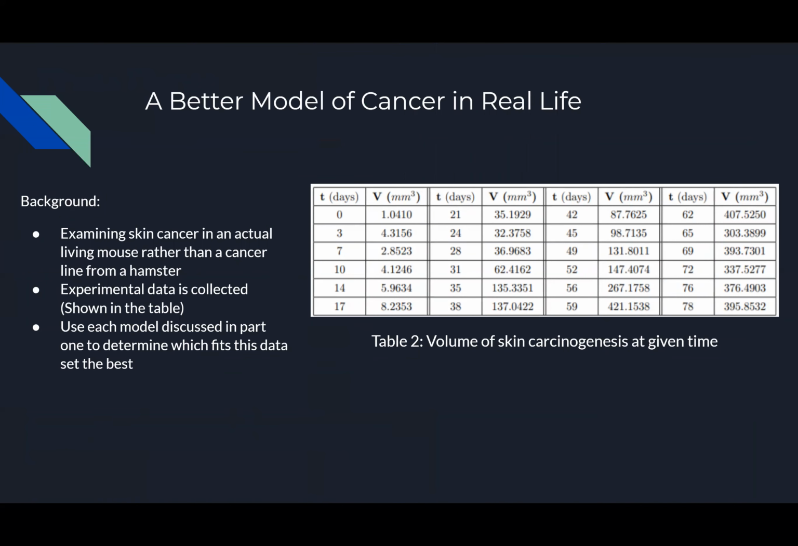Another good model of cancer in real life is examining the skin cancer of a living mouse rather than just a cancer line from a hamster. As you can see in the experimental data on the right, there aren't as many points. There are about 24 rather than the 45 from the last experiment. And we will discuss each of the 3 models that best describe this scenario.